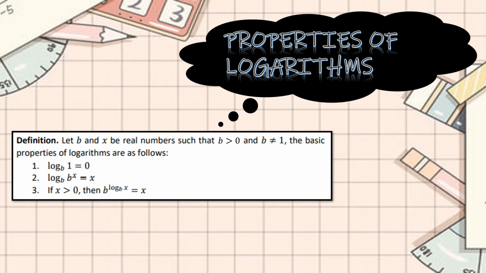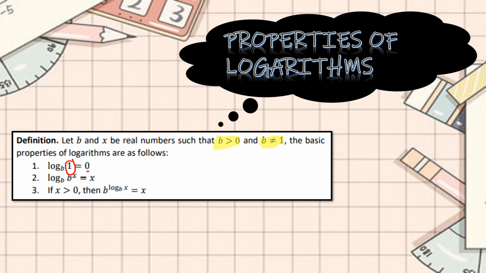Okay, so next is the properties of logarithms. So let b and x be real numbers such that b is greater than 0 but not equal to 1. So ibig sabihin, bawal ang negative base. Okay, so first property, logarithm of 1 with the base of b. So kapag may nakita kang 1 dyan, so ang laging answer mo lang is 0.